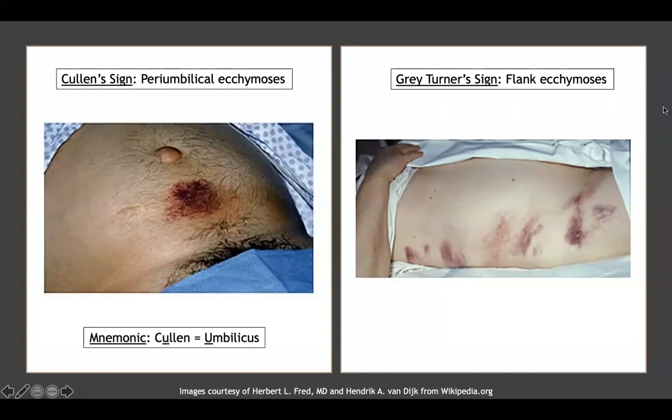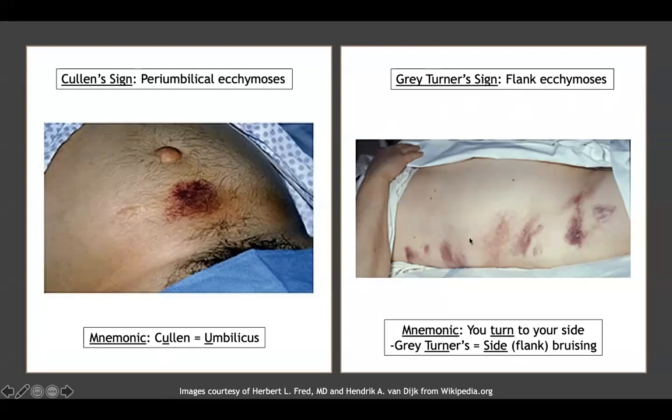Grey Turner sign, on the other hand, is flank ecchymoses. So this is on the side or flank. And I want you to remember this by the phrase, you turn to your side. And that should tell you that Grey Turner's is for side bruising.